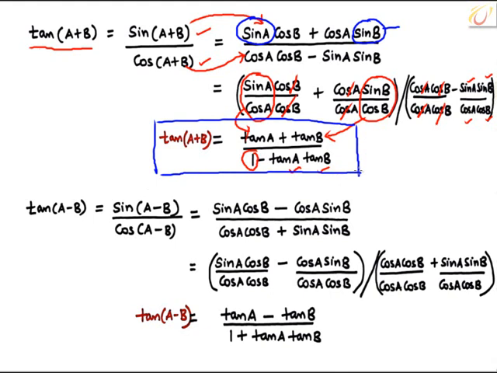You can similarly derive a formula for tan(A-B), which you will see will come out as tan(A-B) is equal to tan A minus tan B upon 1 plus tan A into tan B. Please note down the formulas.